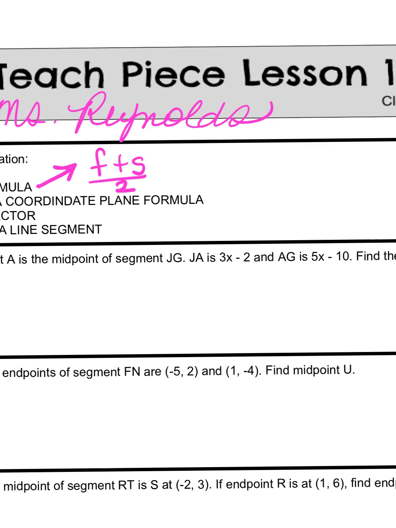So the midpoint formula on a number line is the first number plus the second number divided by 2. So just add them and divide by 2. Now the midpoint on a coordinate plane is add your x values and divide by 2. Then add your y values and divide by 2. So this will give you the midpoint.